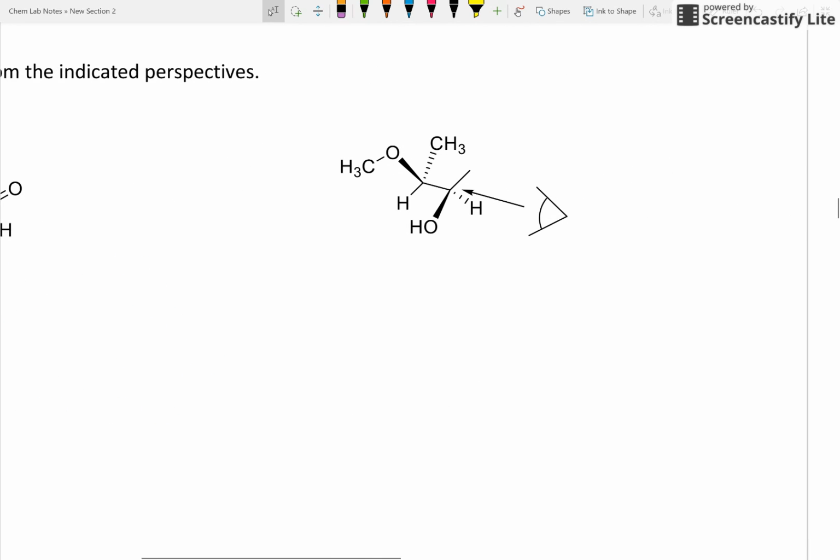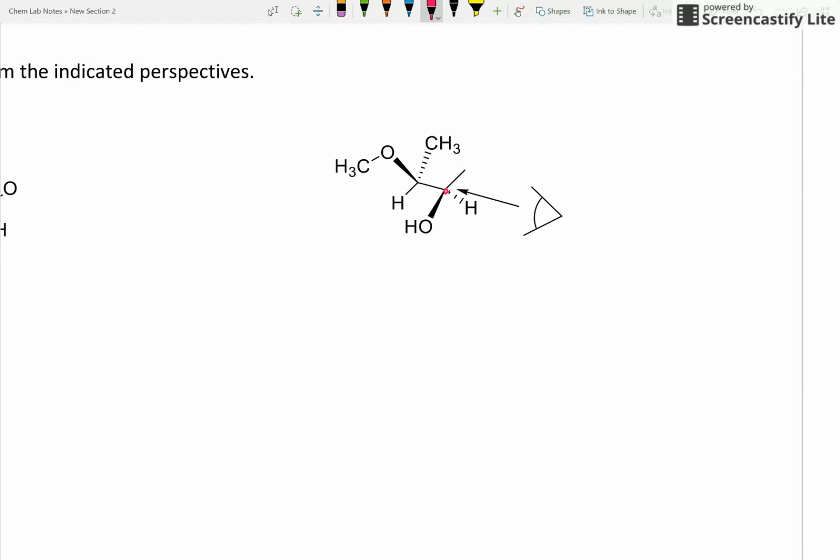All right, let's take a look at this one over here. And we got our pink carbon there that we're looking at. So we draw our circle. We see here, now our methyl group is up, right? Our methyl group is up in this case. So we start drawing our peace sign, right, with our methyl group up like that.